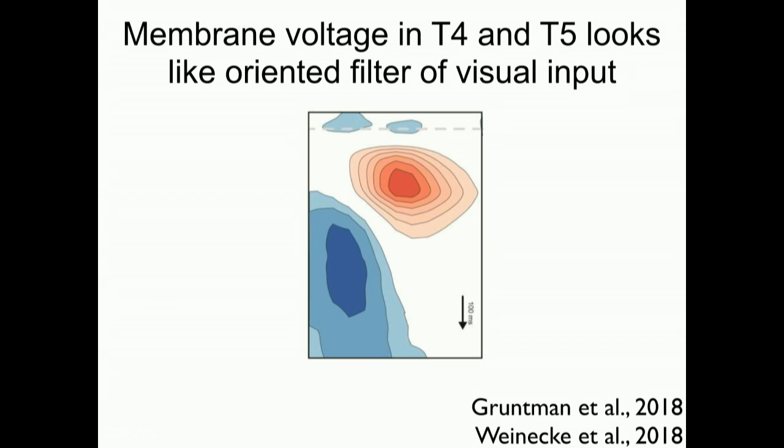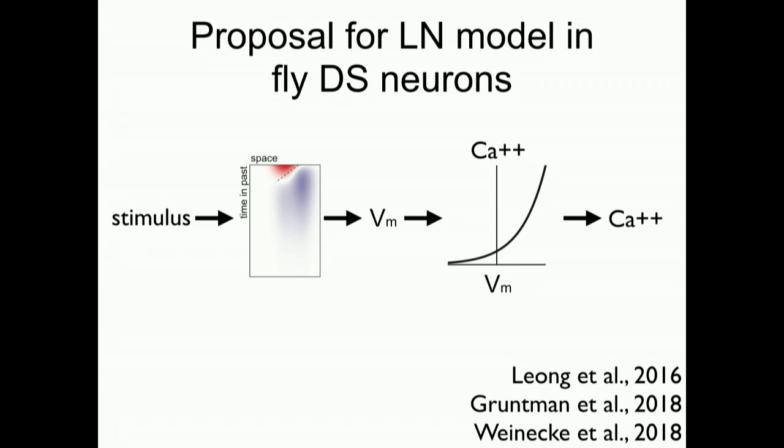And that model basically looks like this. You take your stimulus and filter it with your linear space-time filter that has some orientation to it. You get out your membrane voltage, which is now a linear function of the stimulus. And now we have a transformation to calcium, which is nonlinear, and that gives us a calcium signal. Now this calcium signal has a mean that's direction selective, right? And this would be consistent with all of the data in the field.